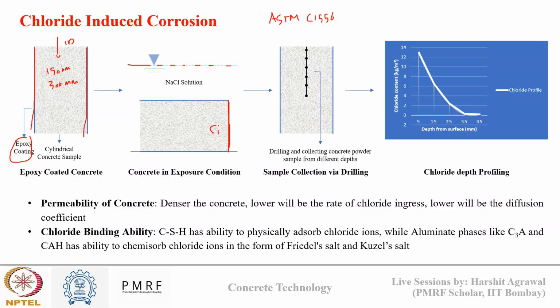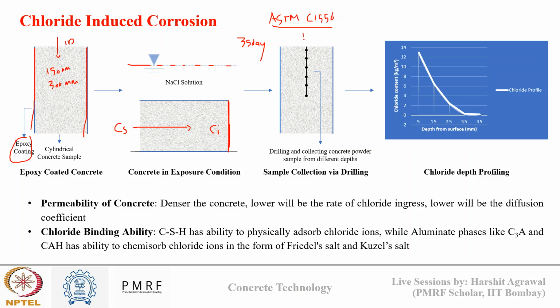Initially, there will be some concentration inside, Ci, and at the surface there is Cs, which is higher concentration. So chloride will diffuse through concrete. As per ASTM's code, after 35 days of this ponding, we take the concrete out and I will drill the concrete.